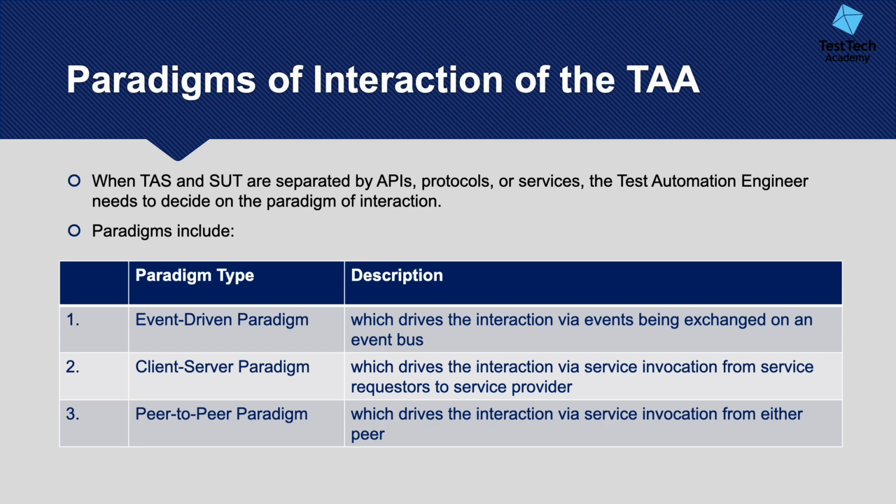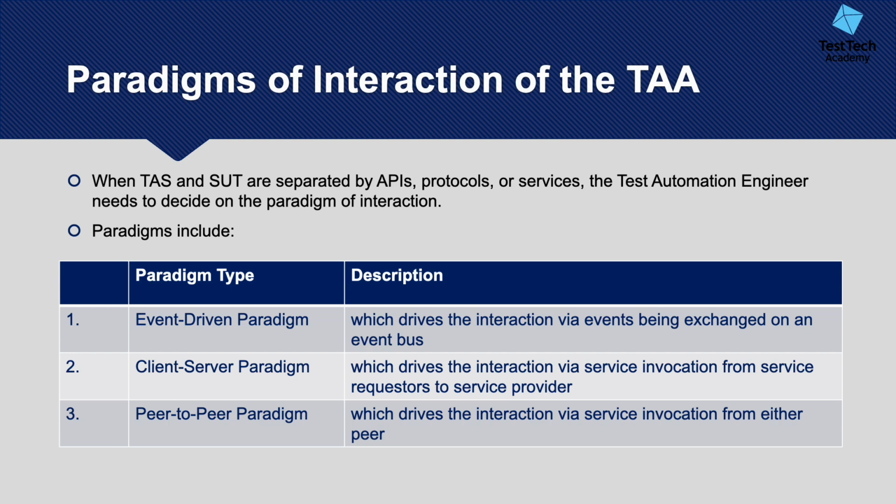Remember the software access level, the first one which we have discussed on previous slide, where both software under test and test automation solutions are both linked directly. When this is not the case, the test automation engineer needs to decide on the paradigm of interaction. There are three types of paradigm. We will discuss each of them separately.